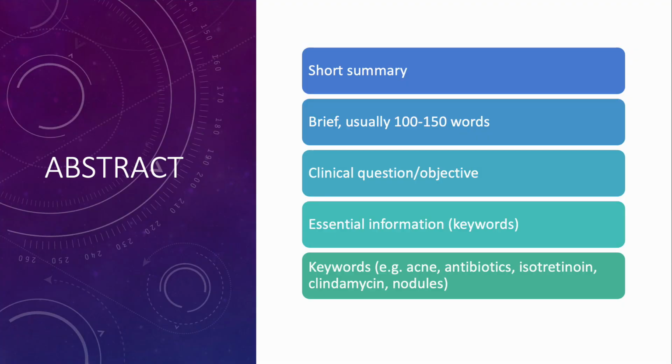Some journals require an abstract and others don't, so pay attention to the author guidelines. If they do require an abstract, it's a short summary of your case, usually just 100 to 150 words or less. It hits those key points of why it's interesting, the essential information, and the keywords that will help people find it if they're searching.